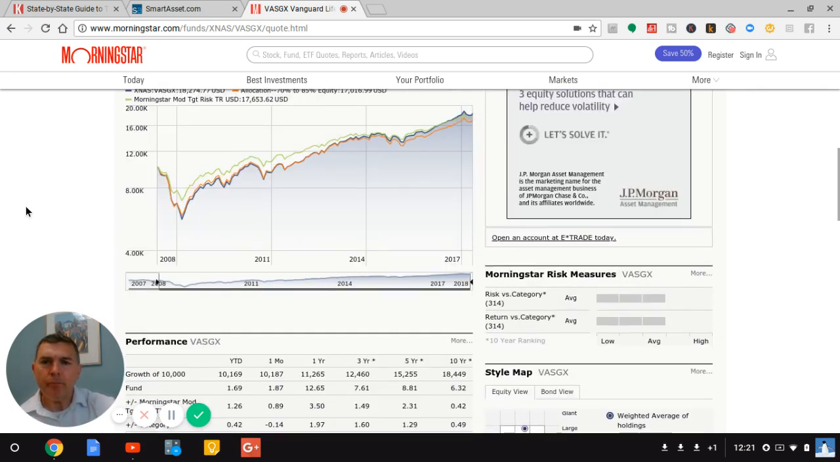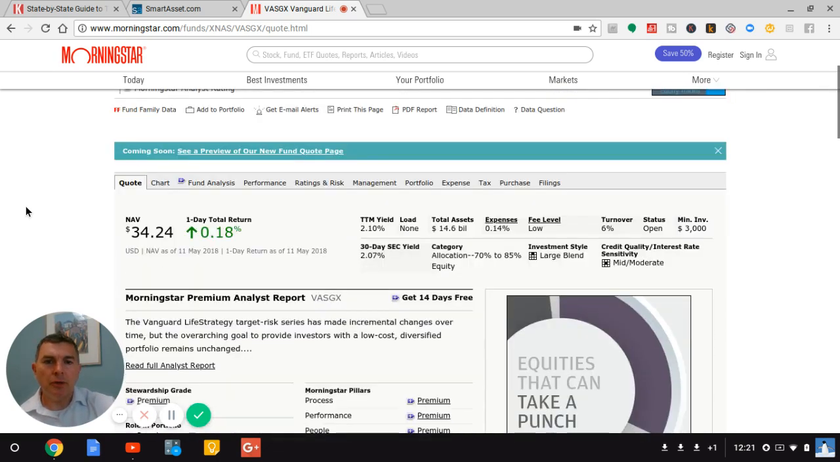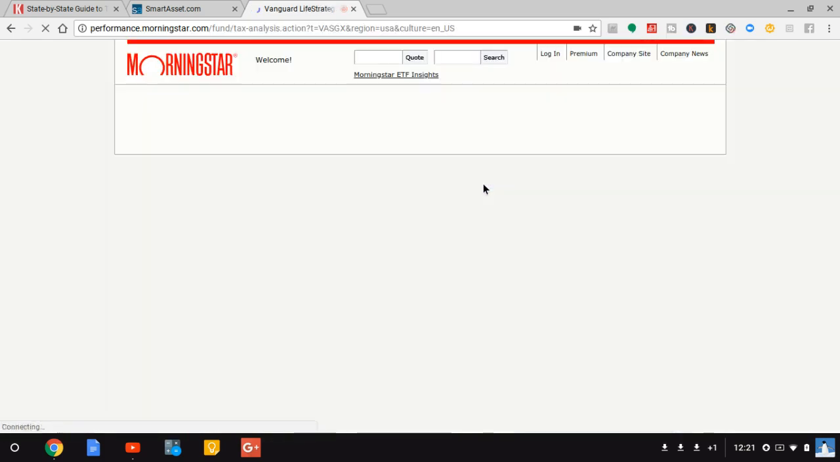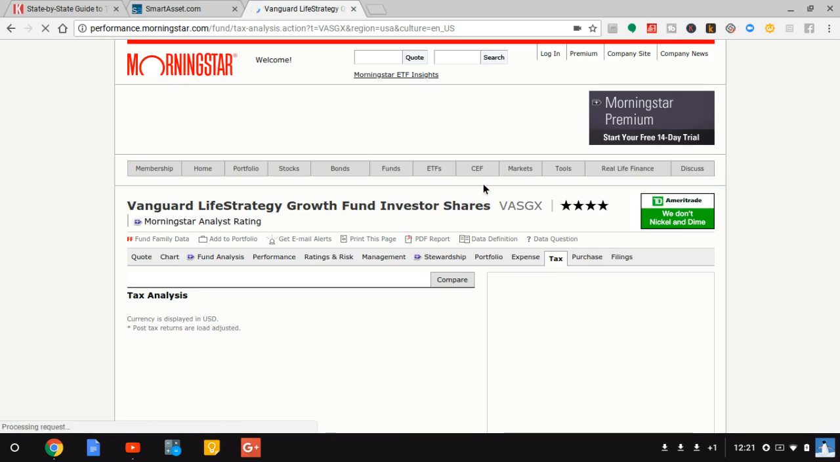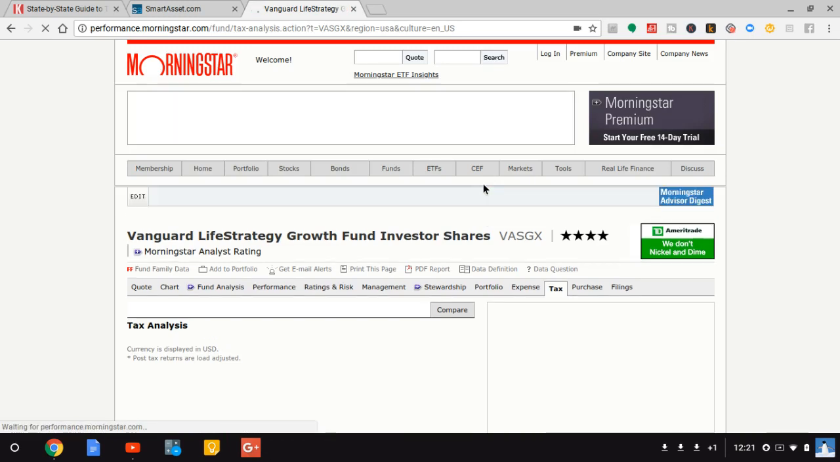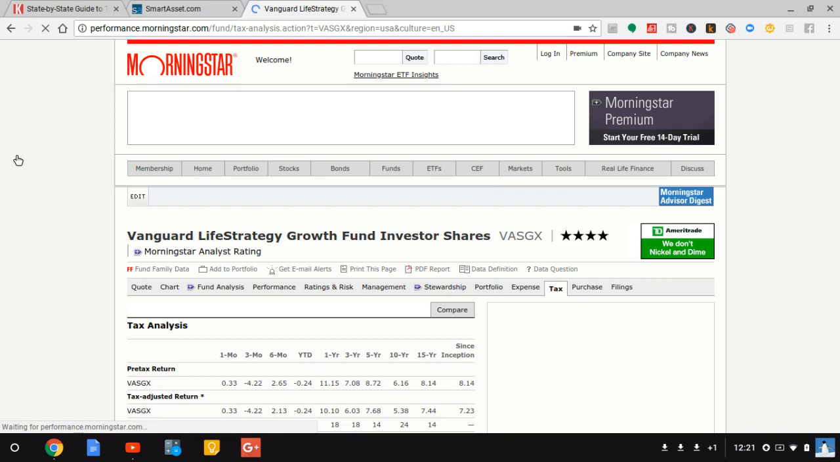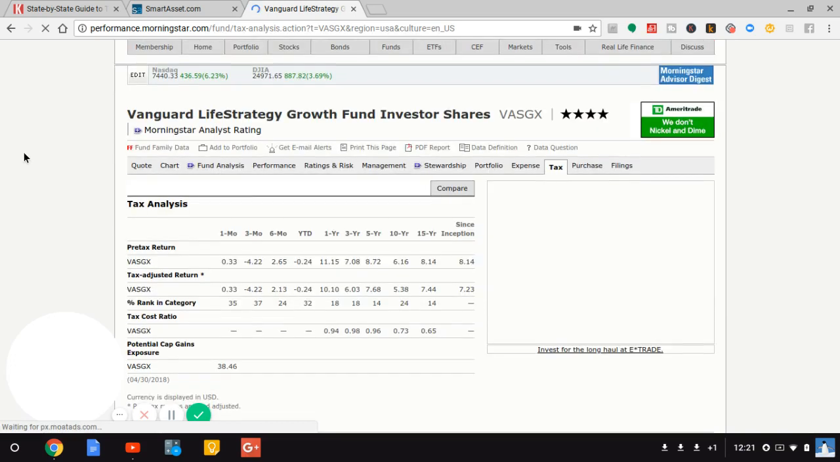All right, so what I want to show you now is I want to go over to tax, because this is incredibly important. Again, if it's in an IRA, it doesn't matter. Anything that comes out will be taxed as ordinary income. No ifs, ands, or buts. It does not matter. You pull $10 out, you're paying taxes on $10 as ordinary income. You pull 10 million bucks out, you're paying ordinary. But I want to show you this.